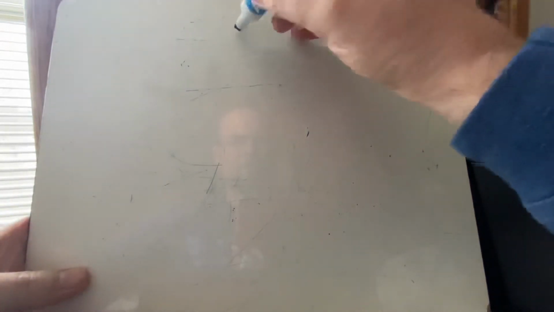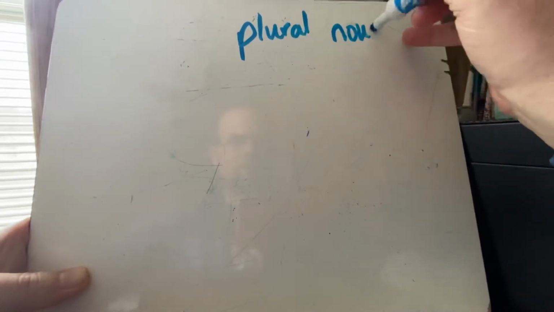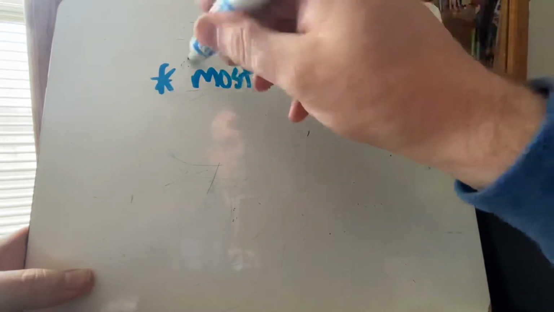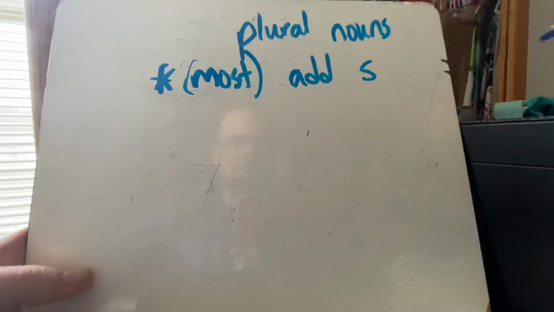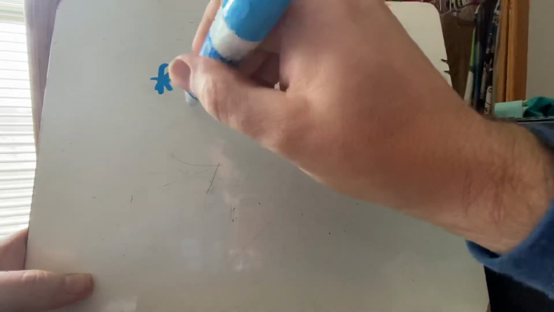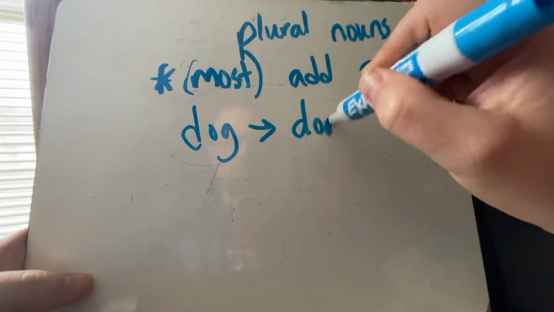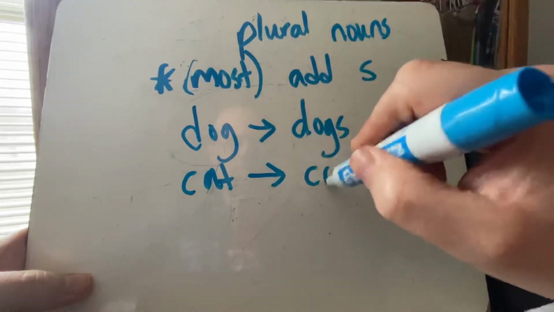Our video today is over plural nouns. And for most of our plural nouns, we are going to do what? Add S to make it plural. Dog goes to dogs. Cat goes to cats.